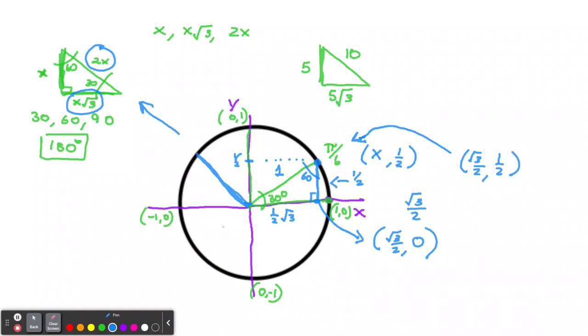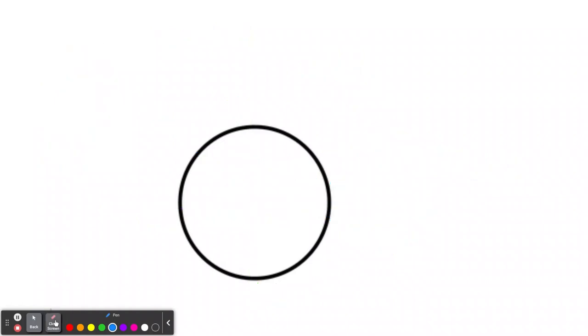Now, what if we had 60 degrees? So this was 30 degrees. Remember, 30 degrees is pi over 6. So let's clear this out. Go back if you need to. And we'll choose red. So we'll make our x and y. We'll get a little crooked today, right?